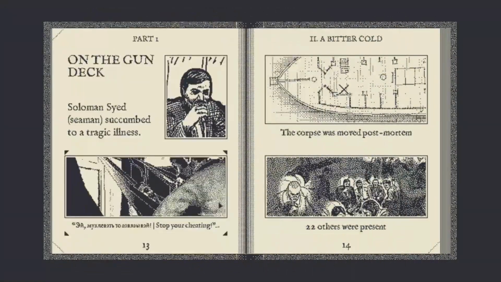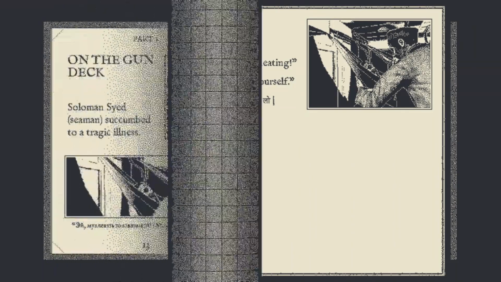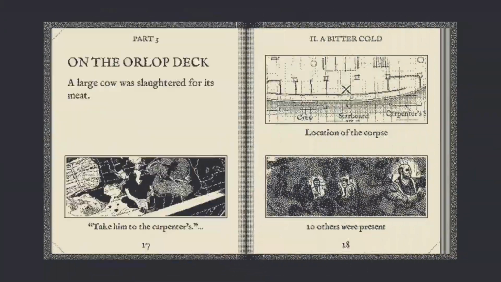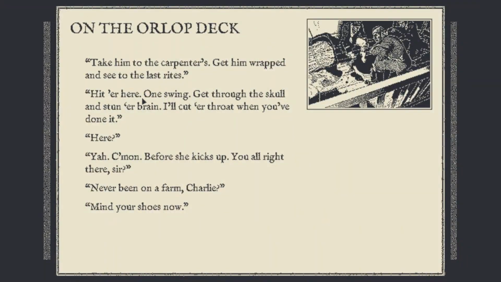If I just play out that dialogue again, this is the wrong dialogue. Cow. You all right there, sir? Never been on a farm, Charlie? Mind your shoes now. So they refer to this person who's throwing up as sir.